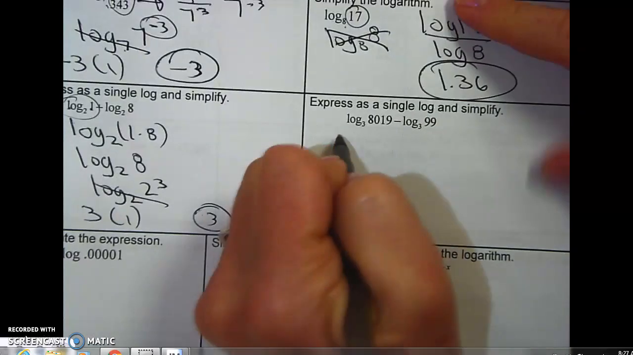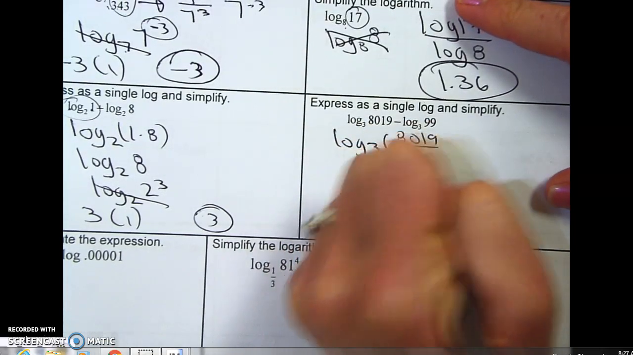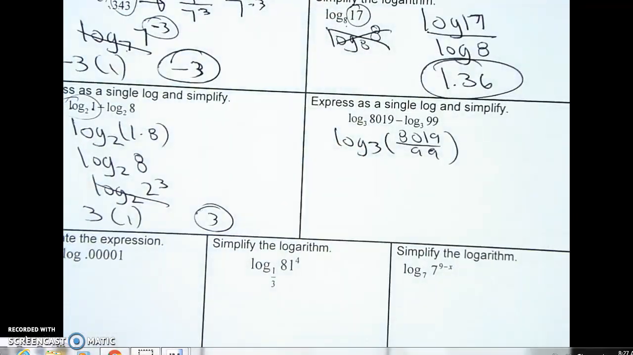Okay? Log 3,819 divided by 99. Use your calculator.